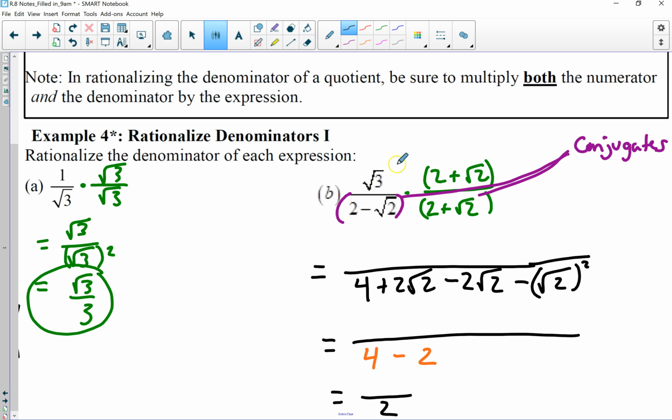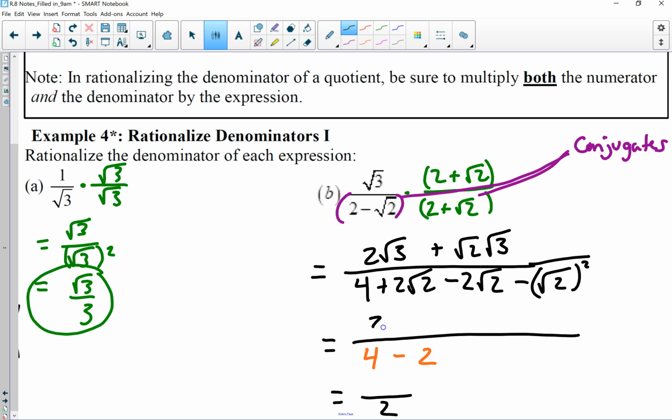So now I have a single item multiplying by a binomial. So this becomes a distribution problem. So 2 times the square root of 3 would be the first term. And then I have on the second term a root times a root. So I can write that out, square root of 2 times square root of 3.